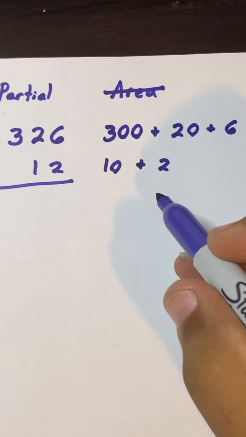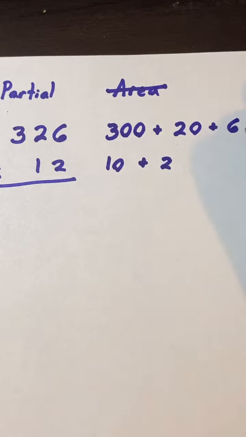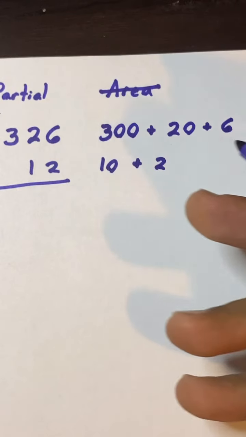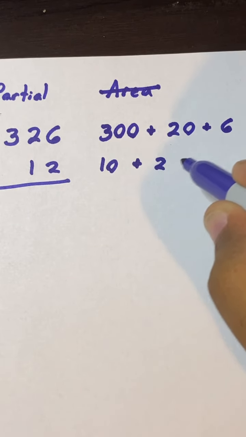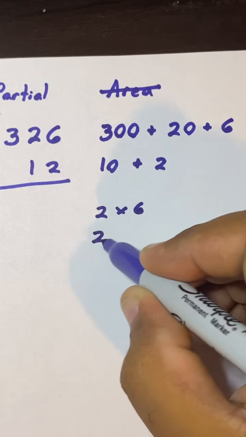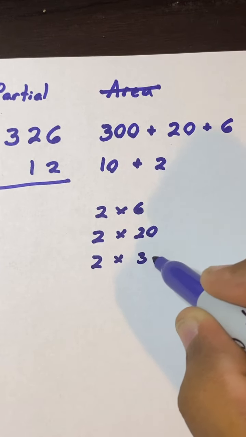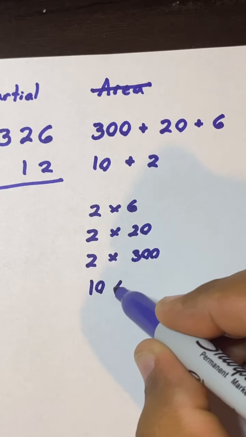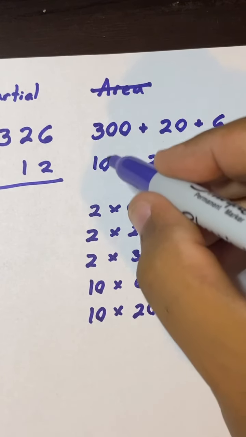This form is very similar to the standard form. All you're doing is really the bottom numbers are going to be multiplied to the top numbers. It does make it easier, but it also takes a little longer, which is a little bit of a hassle, but it does help the kids. So 2 times 6, 2 times 20, 2 times 300. Then we have 10 times 6, 10 times 20, and 10 times 300.